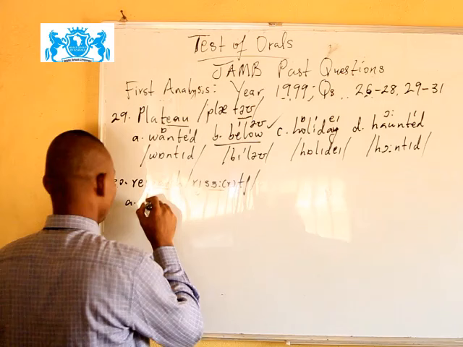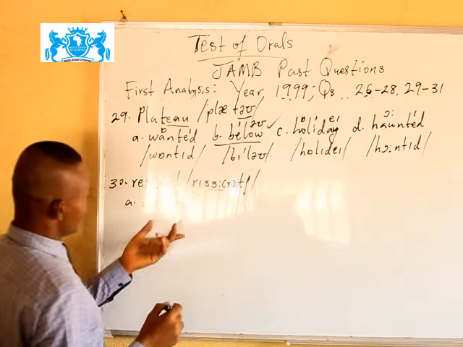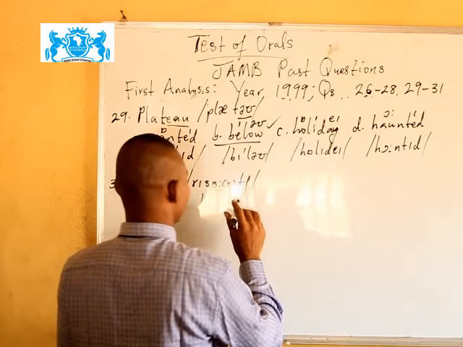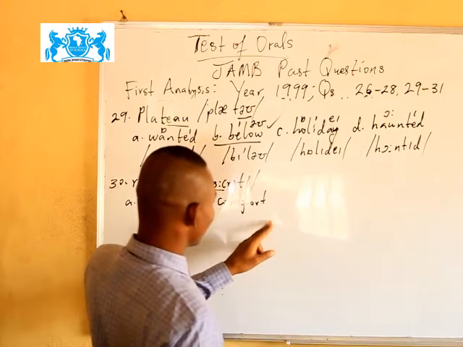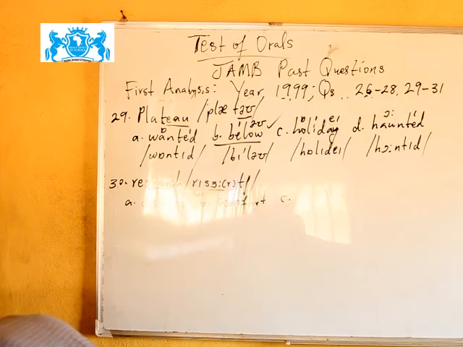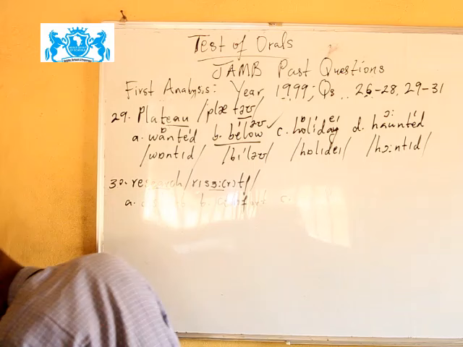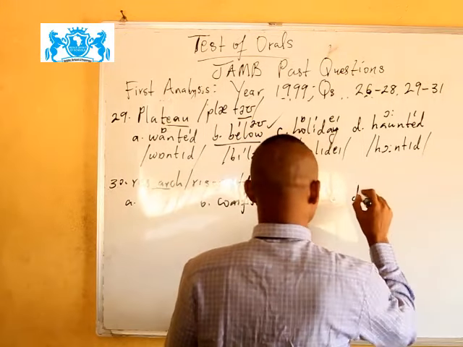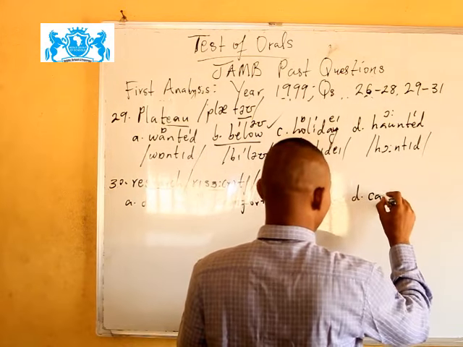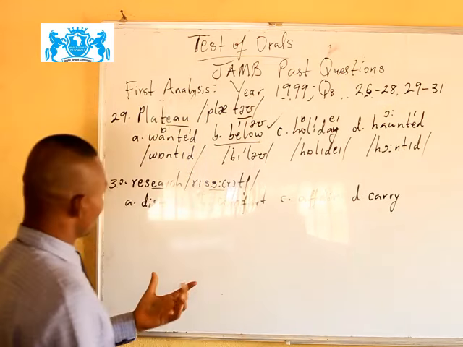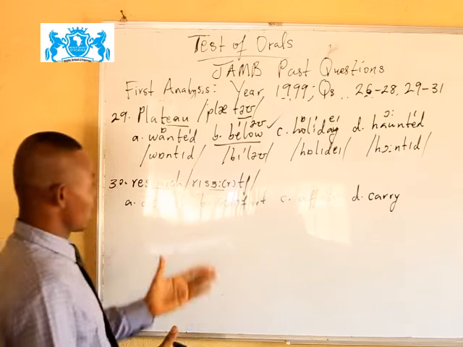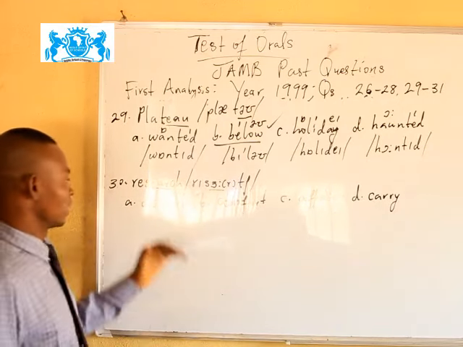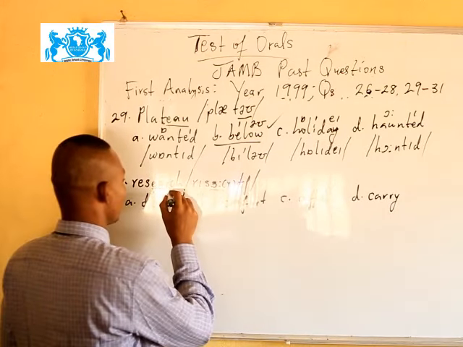A says A is T-U-R-B. B is C-O-M-F-O-R-T. C is A-F-F-A-I-R, and D is C-A-R-R-Y. So we're going to pronounce the words before we choose our option as usual, and then we transcribe if we have the time. So we took the first one, disturb. So we have short E sound here and the long S sound.